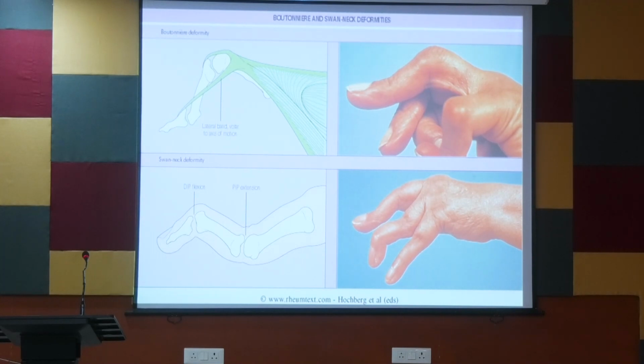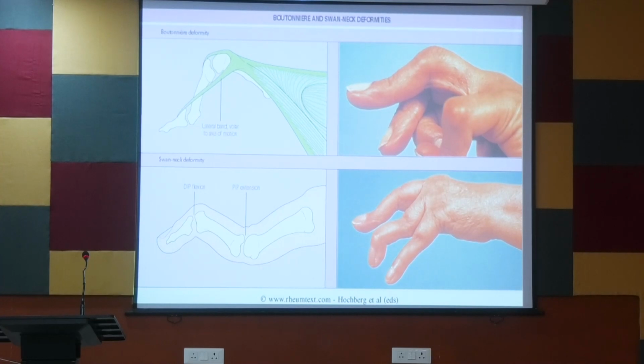So this one is swan neck deformity. See this finger. There is flexion of the DIP joint and extension of the proximal interphalangeal joint. This is permanent. This is the deformity. As it is an erosive disorder, it can cause deformity of the joint if you do not treat it.